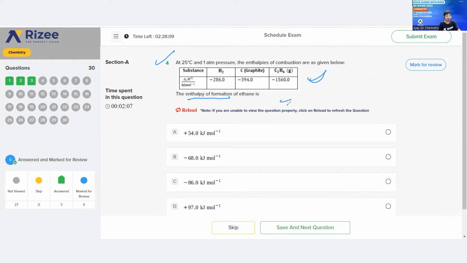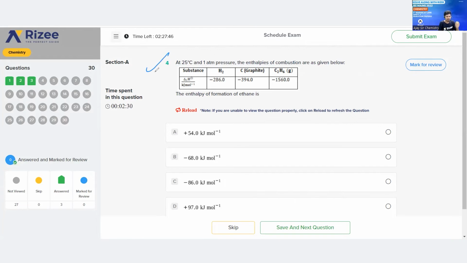First of all, you must form the equation. We have to form the reaction, and we have to balance the equation also. That is very important. So let me solve this question. So what is the question?